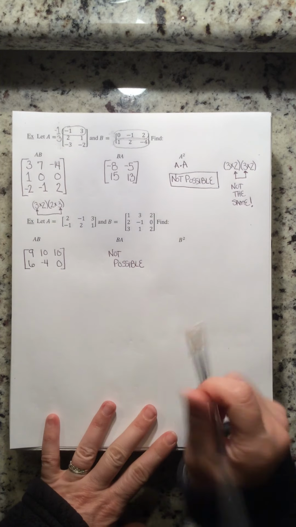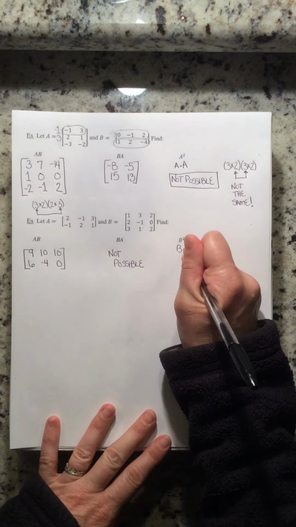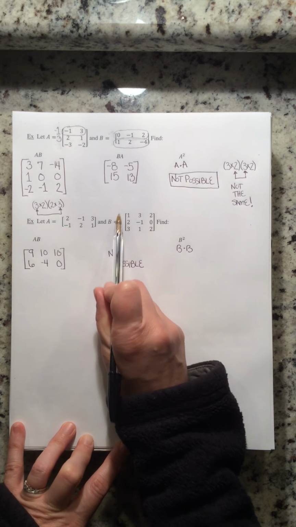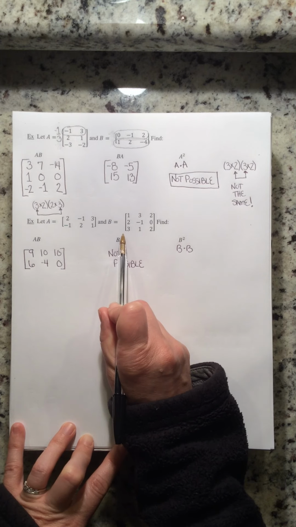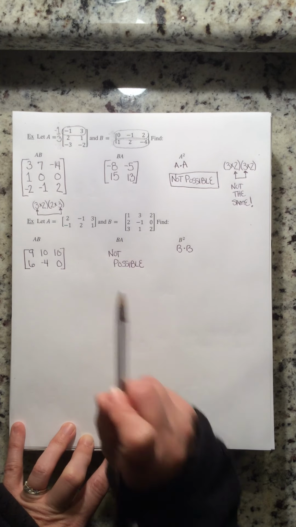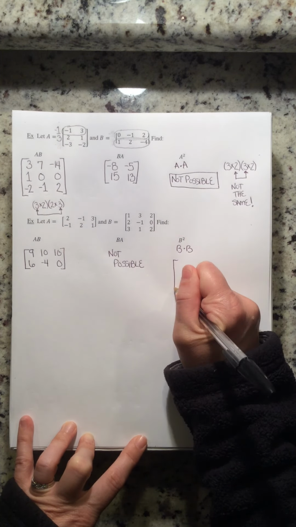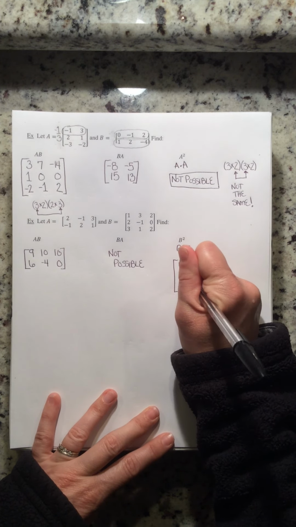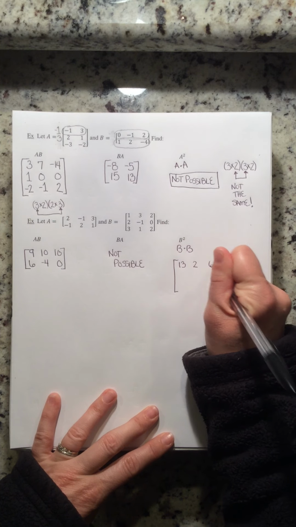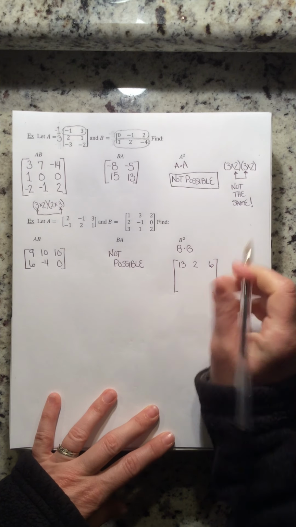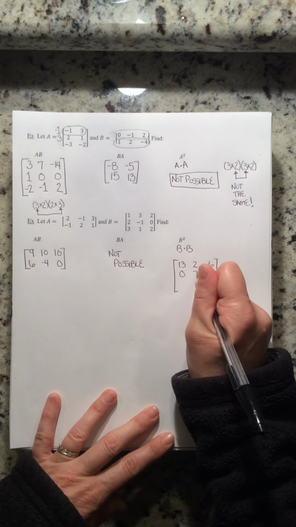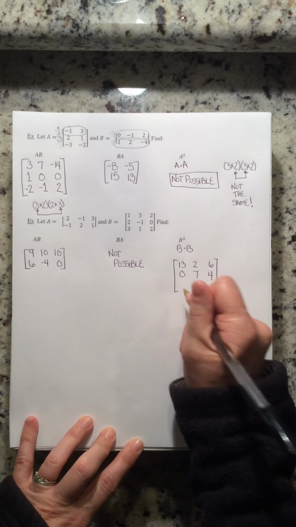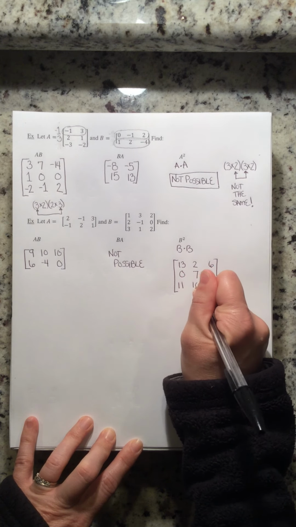And finally, B squared. You were doing B times B. So you're grabbing rows of B, 1, 3, 2, multiplying that by columns of that same matrix B. This time I did get a large 3 by 3 matrix. First row, 13, 2, 6. Second row, 0, 7, 4. Third row, 11, 10.